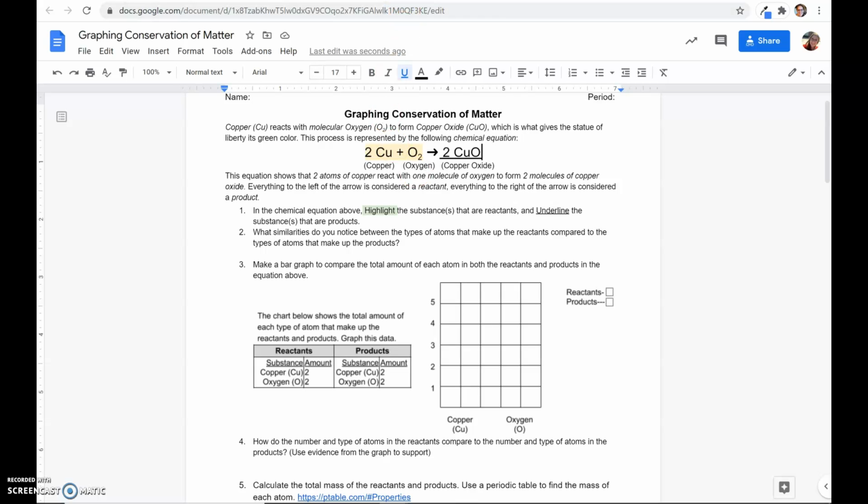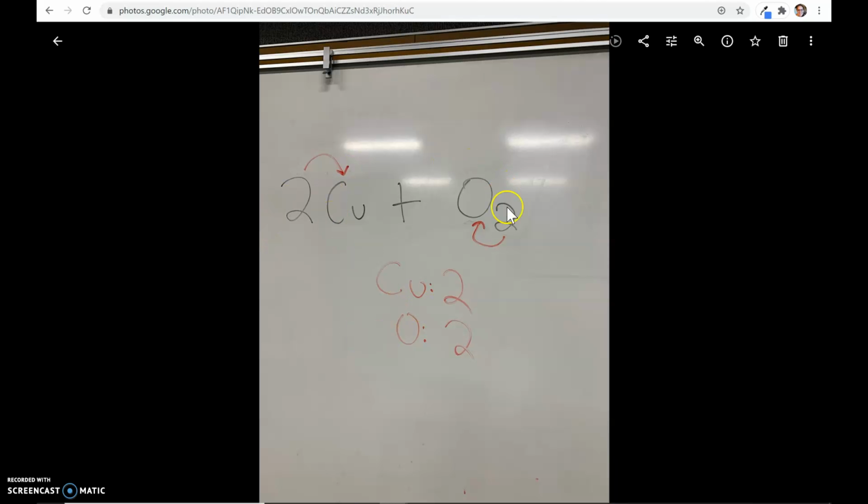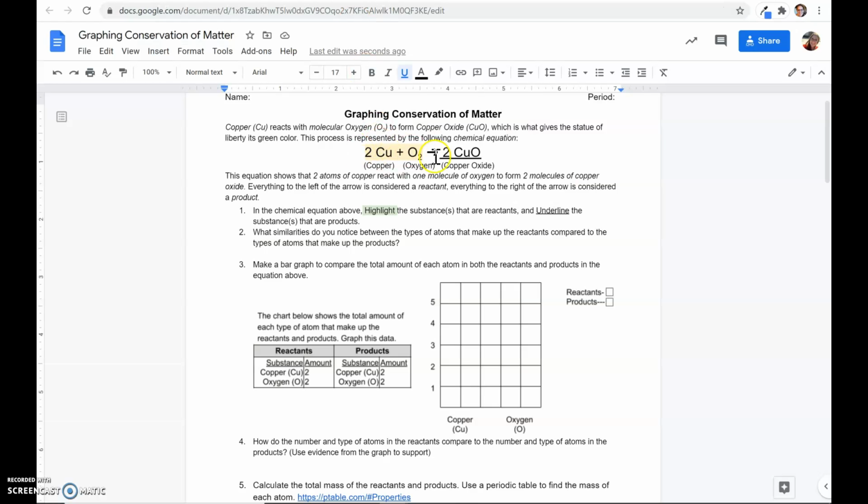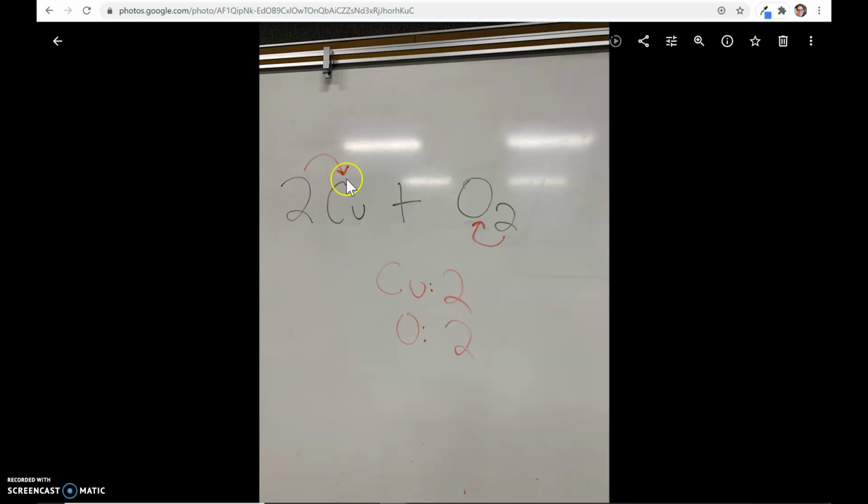So I'm going to show you this photo. This is how I drew it on the board. This is just your reactants, the first side of our equation: 2Cu plus O2. You're finding how many coppers we have, Cu is copper, and how many O's we have, that's oxygens. If we have a number in the front, this big 2, that's going to apply to everything after it. So we have 2 coppers.